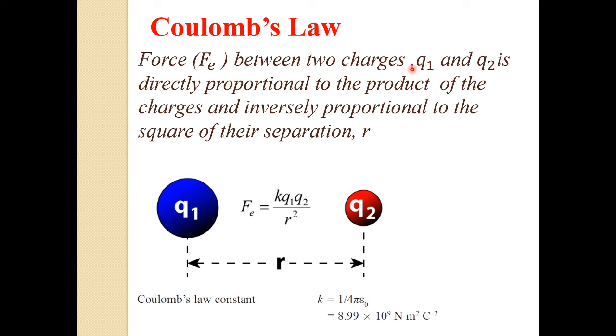The electrostatic force between two charges Q1, Q2 is directly proportional to the product Q1 into Q2 of the charges, and inversely proportional to the square of the separation. Separation is not the radius, don't misunderstand, it is R, used for the separation from center to center. So this is the equation. K is the proportionality constant, called Coulomb's law constant, equal to 1 over 4 pi epsilon 0. The value of K, which will be in the formula sheet, is 8.99 into 10 to the power 9 Newton meter square per Coulomb square.